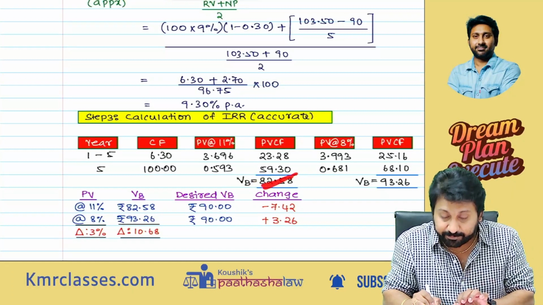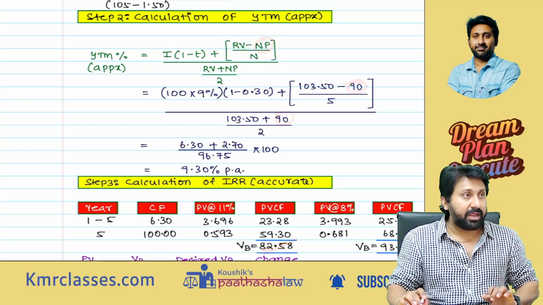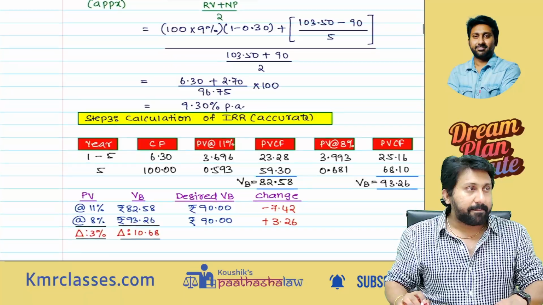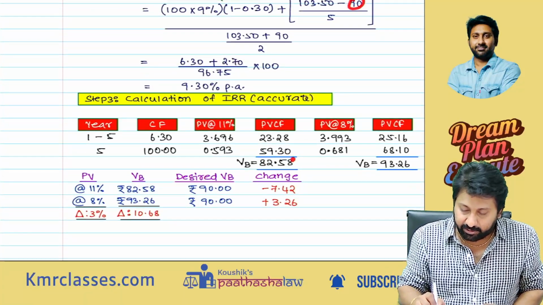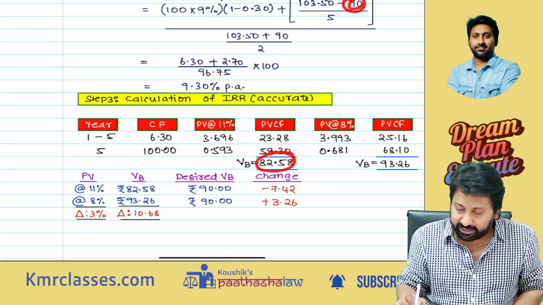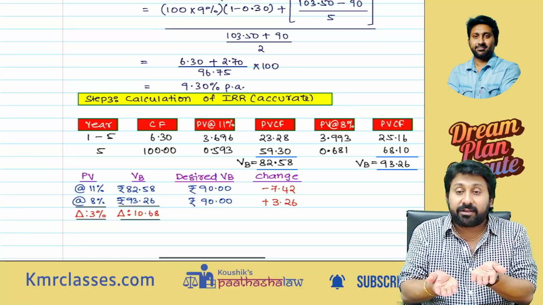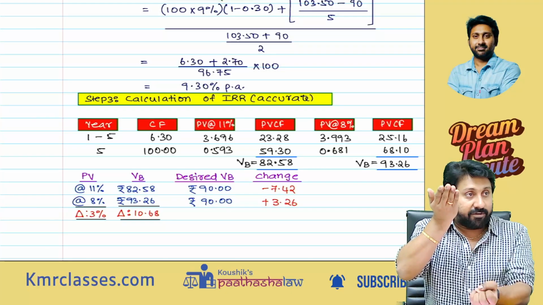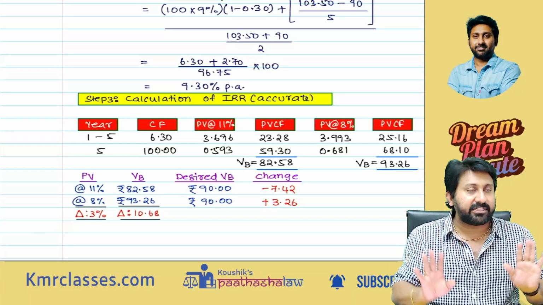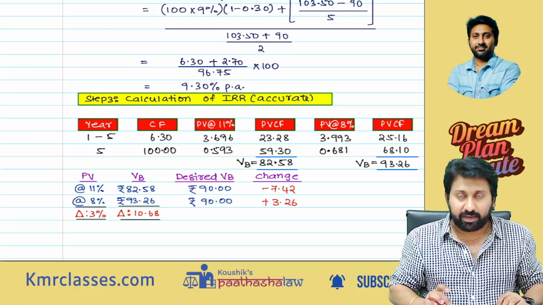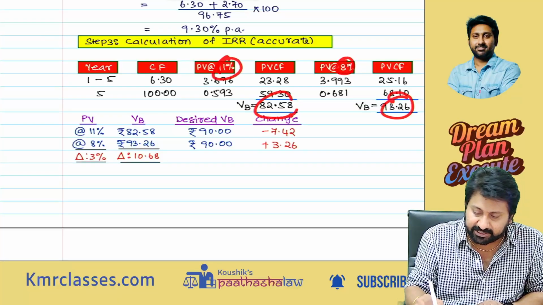Whenever you are checking this price, you should compare it with the NP, not with the RV. NP, the purchase price. Now we have to compare the price. So we want 90, we got 82.5 at 11%. We got 93.26 when it is 8%. Always remember, if the discounting factor increases, the price of the bond will decrease. If the discounting factor decreases, the price of the bond will increase. This is how the inverse relation happens. Therefore, at 8% the price is 93, at 11% the price is 82.